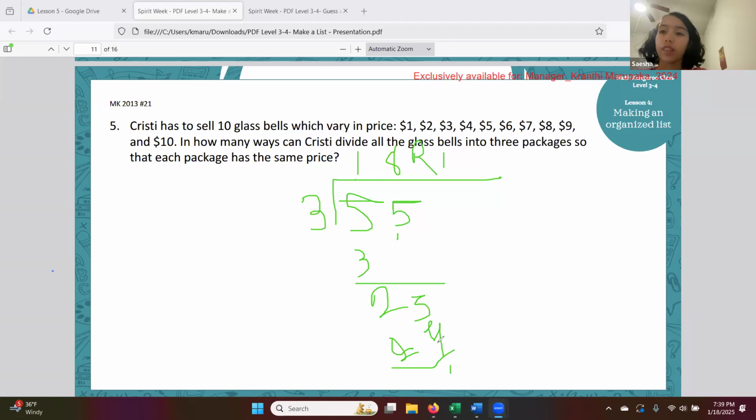Right. And it's not like you could split up a glass bell and be like, oh, look, it's equally priced. I don't want to buy such a glass ball that is broken. Yeah.